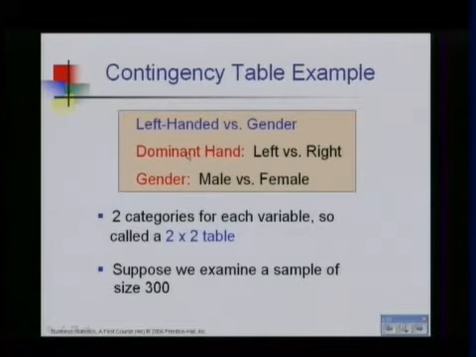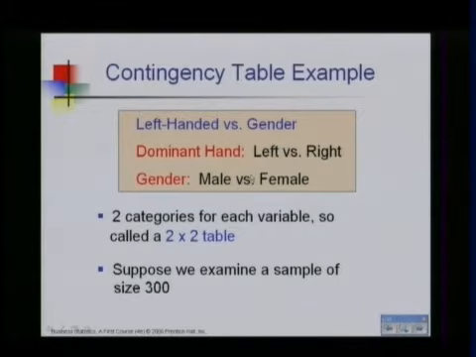Let's say we're talking about left-handed people, and we're looking at gender, which would be sex, male or female, and we're trying to say, does knowledge of one help me to predict the other? If they're not related, or there isn't any relationship between them, the proportion of males that are left-handed should be the same as the proportion of females that are left-handed.